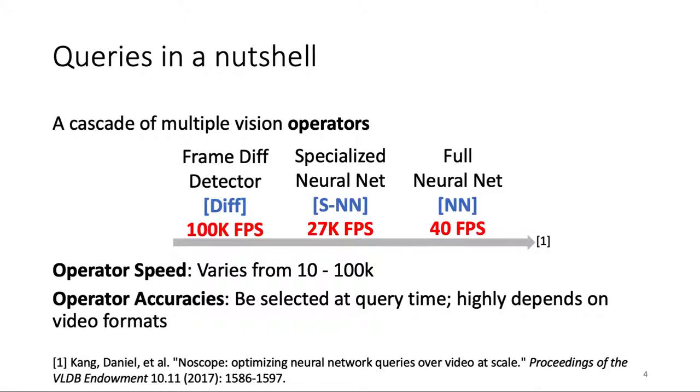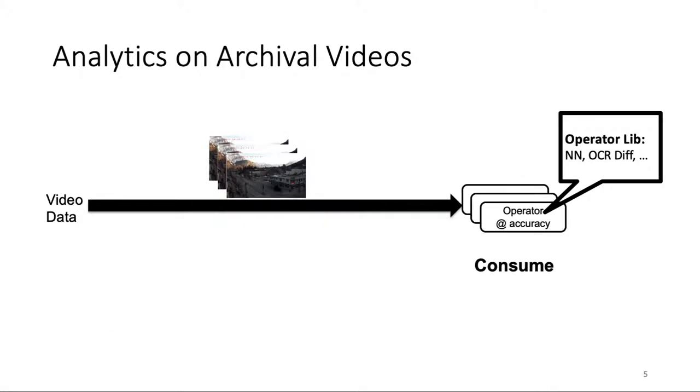And the specialized neural network can run at 27k fps. However, its function is also limited due to its limited number of convolutional layers, and it can only do one job, to detect whether this is a car or not. And if it is not confident, the frame will go to a full neural network to make the final decision. So we can see that the operator speed varies in a very large range from 10 to 100k fps. And at query time, the user can also select the operator accuracy, which highly depends on the video formats.